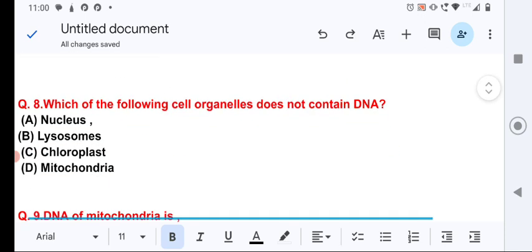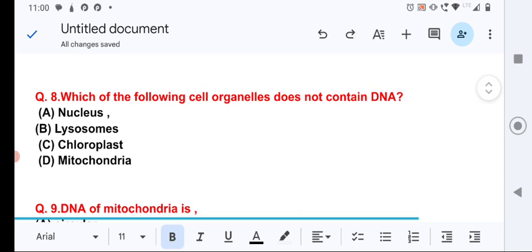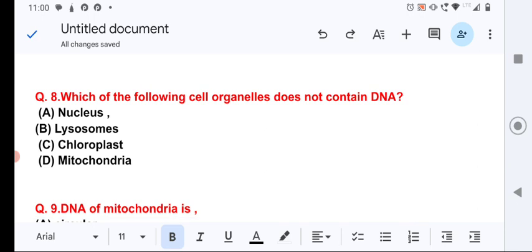Now, the question number 8. Which of the following cell organelle doesn't contain DNA? This is the lysosome, which doesn't contain DNA, whereas the nucleus, option number A, chloroplast, option number C, and mitochondria, option number D, contain DNA, as I have discussed above.